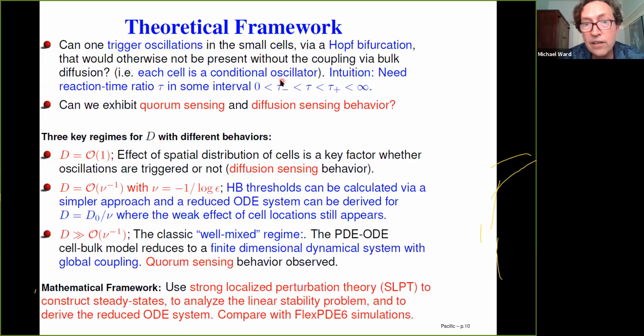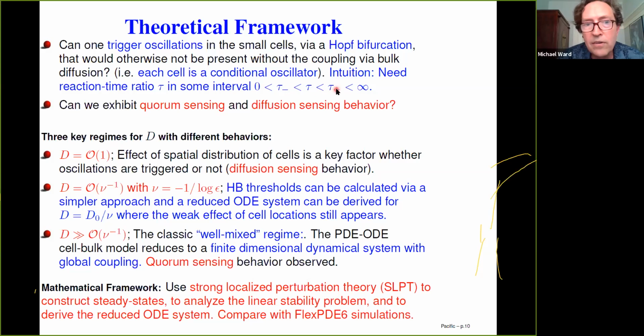Okay, so here's the question. Can one trigger oscillations through a Hopf bifurcation that wouldn't otherwise be present without the coupling via bulk diffusion? So I'm going to consider an example for which each cell is a conditional oscillator. When uncoupled from the bulk, there are no oscillations. So you might think that to get oscillations for the full coupled system, the ratio of the chemical reaction inside to the bulk decay timescale has to be in some interval. Bigger than 0, it can't be tending to 0, it can't be infinite, it has to be in some interval.